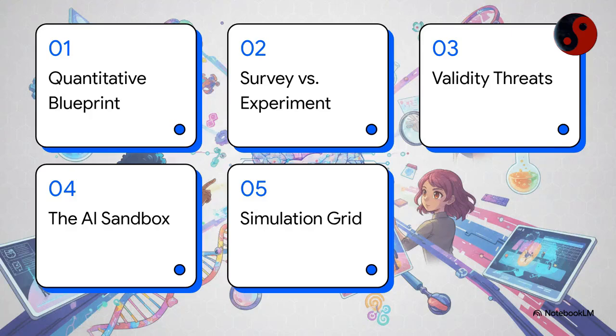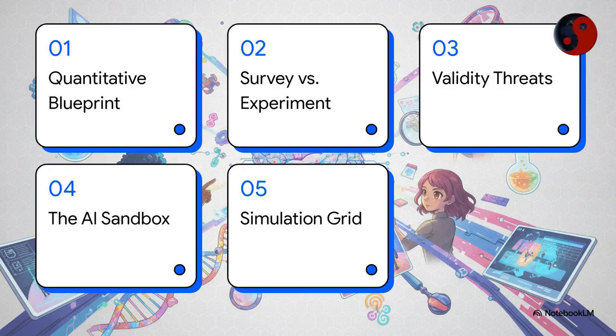Okay, here is our roadmap for today. Number 1, the quantitative research blueprint. 2, surveys versus experimental designs. 3, identifying threats to validity. 4, the AI methodological sandbox. And finally, surviving the simulation grid.